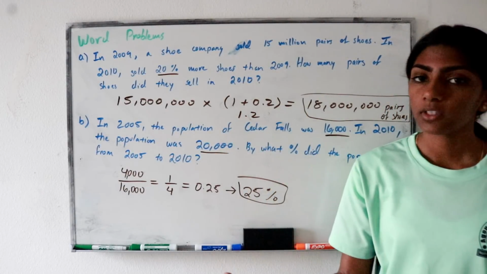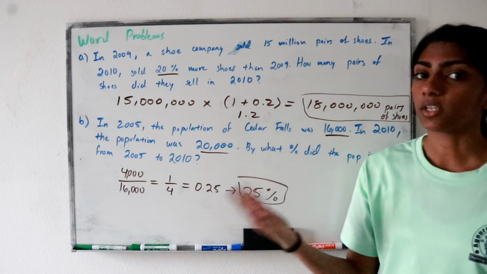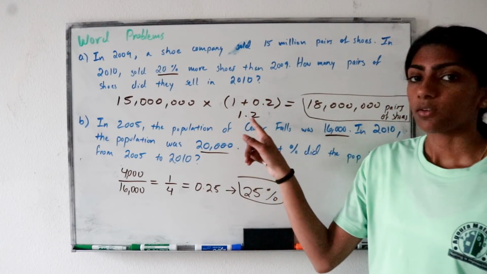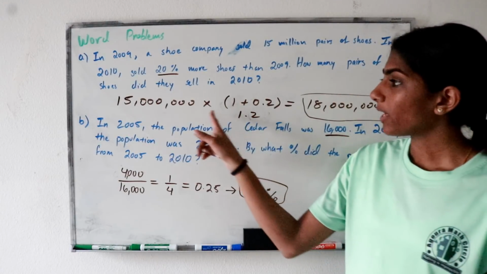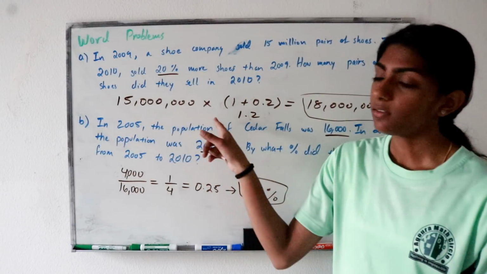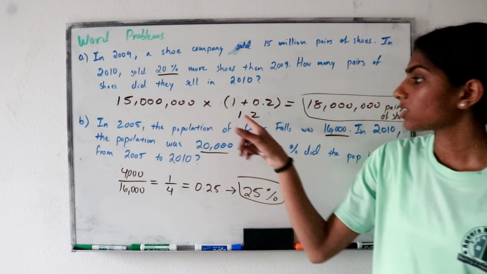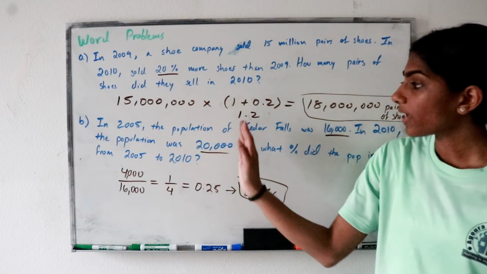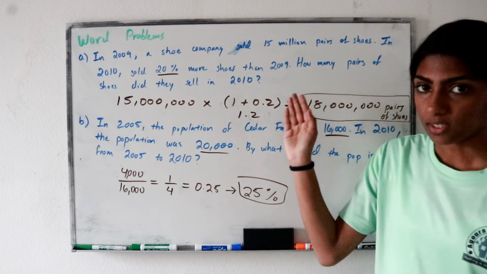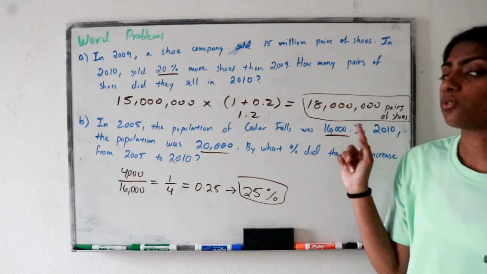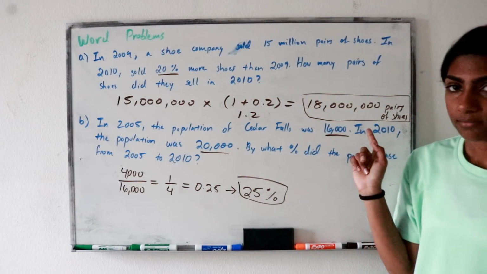Instead of just doing 100 plus 20% and then turning that into a decimal, we can just do 1 plus 0.2, which gets us 1.2. And then we're going to multiply that by the original number, 15 million. So we do 15 million times 1.2, which will give us 15 million plus the 20% increase. So that gives us 18 million. And that's how many shoes were sold in 2010.